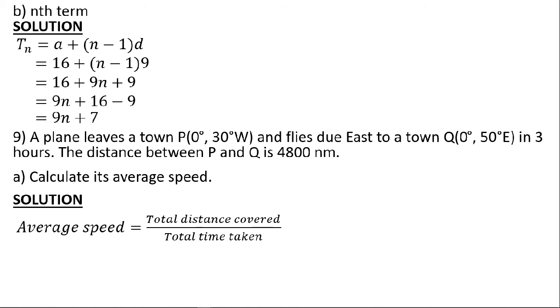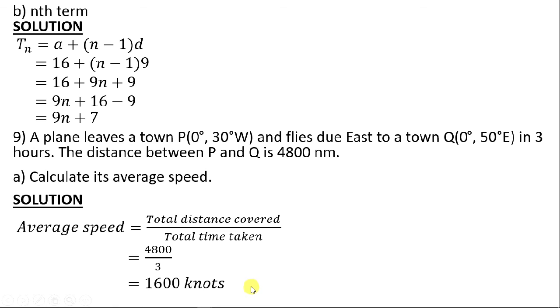So after stating what average speed is, we can always substitute. Where there is total distance, we are going to put our 4,800 miles, and where there's time taken, we'll substitute the 3 hours. What was the average speed? Divide 3 into 4, you get a 1. 3 into 18 will give us a 6. Therefore, our average speed was 1,600 knots.